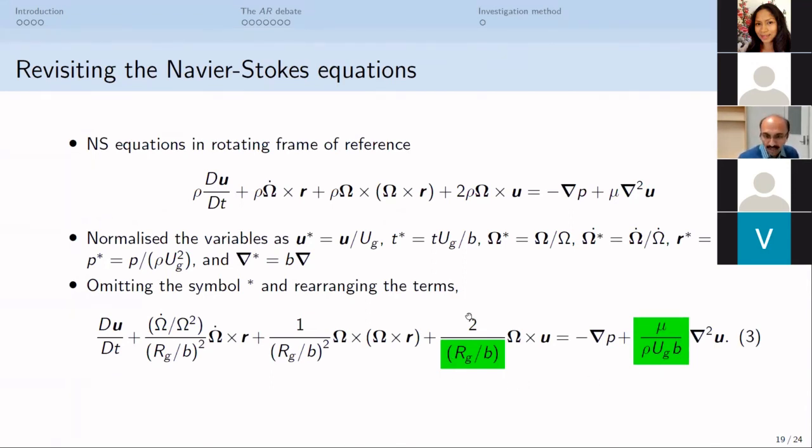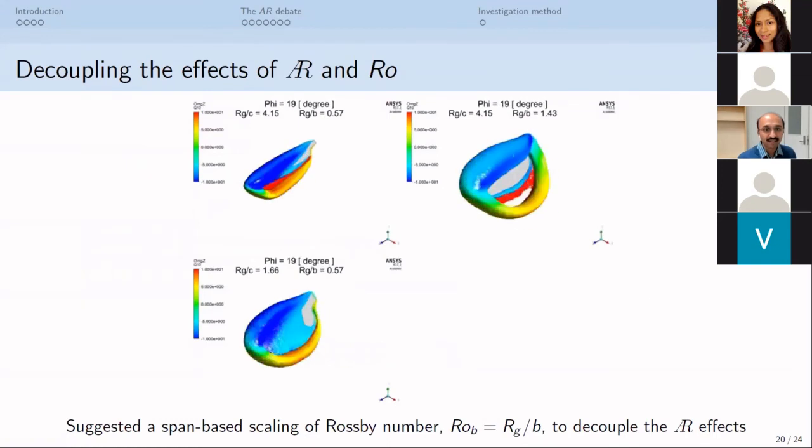Now, before that, there is 2 R_G on B. This particular R_G on B term is actually normalizing the Coriolis term, the omega cross U, which means that this should be actually the Rossby number instead of R_G on C that is traditionally used. So we also tried to verify that.